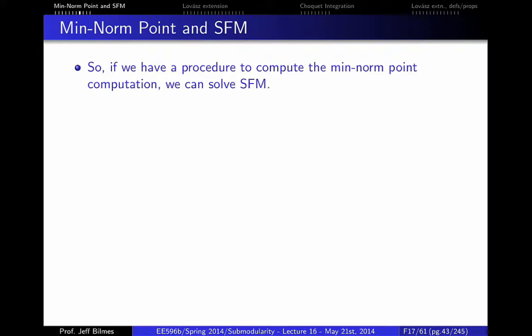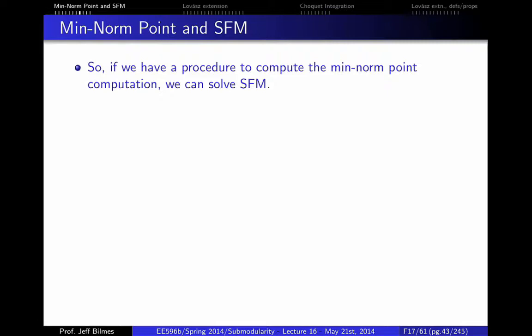Now it turns out, as we will talk about next time, actually this will be a YouTube lecture, that you can also prove this by looking at convex duality. Essentially, the minimum norm point is like the dual of a convex minimization problem which minimizes the Lovász extension plus a prox regularizer, which we will see. I will mention this next time.